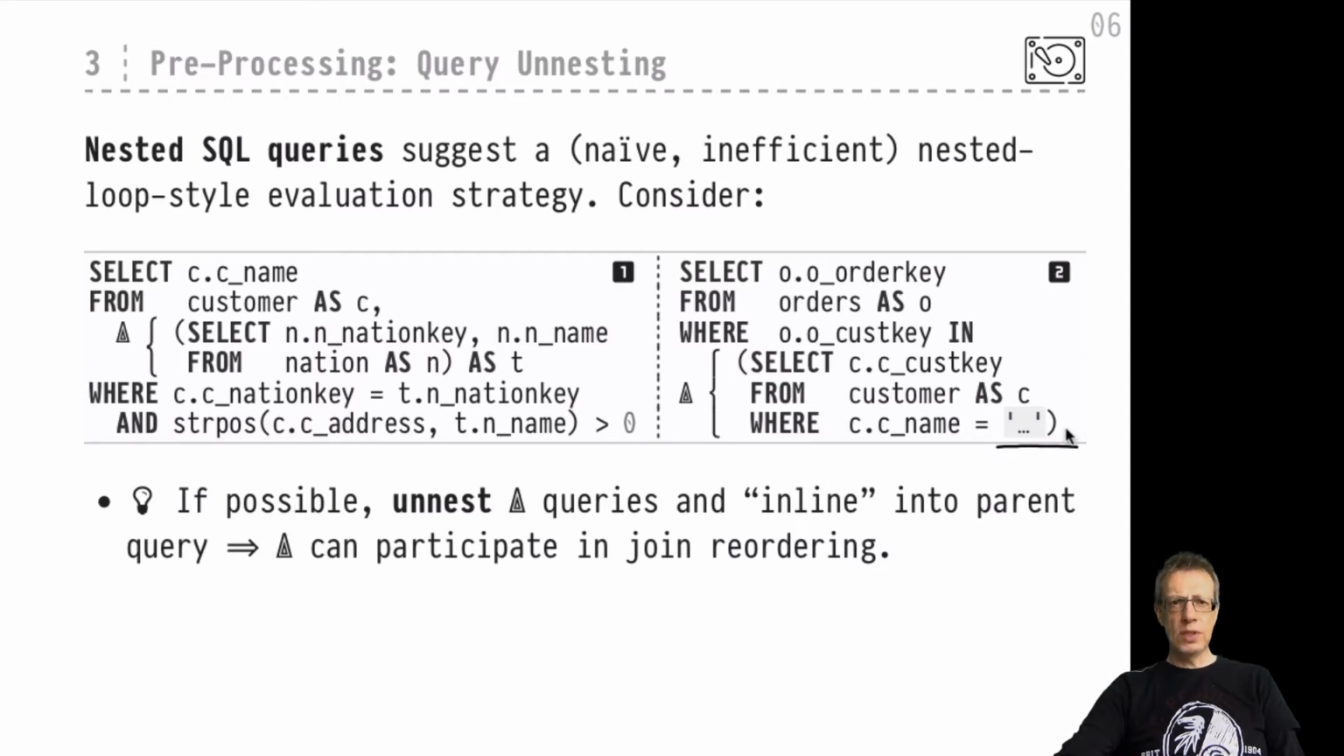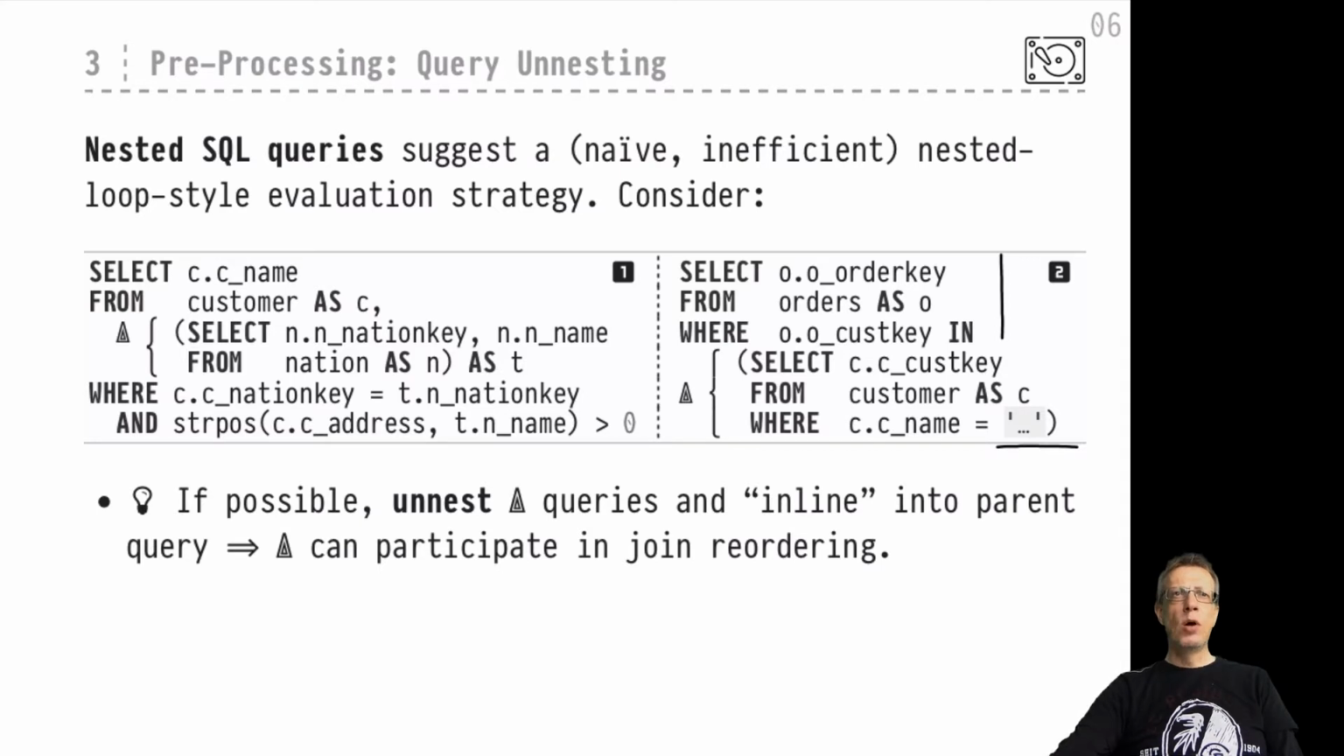The parentheses suggest that this query should be evaluated first to yield a list of customer keys, which we would then use to process the top-level query later on. This is what the parentheses suggest. It might not be the most clever ordering or way of doing things here.